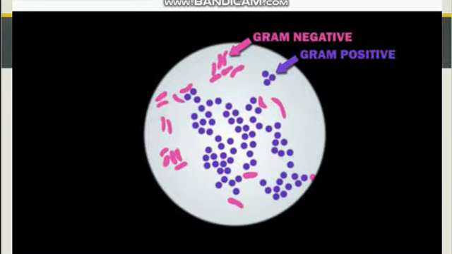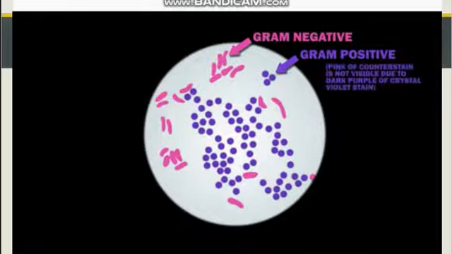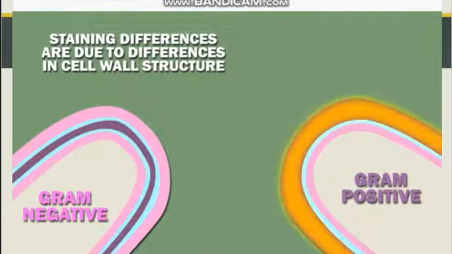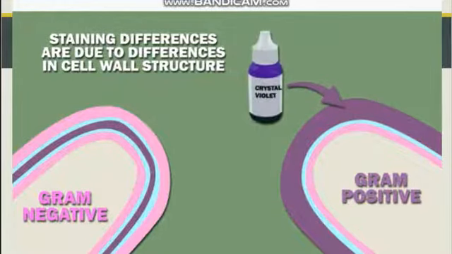Note that gram-positive bacteria also pick up the pink color of the counterstain. However, this is not visible when they are dyed with the darker purple color of the crystal violet stain. The reason for these staining differences is due to differences in cell wall structure, which is the chief difference between gram-positive and gram-negative bacteria. The gram stain detects peptidoglycan, and since gram-positive bacteria have a thick, multi-layered peptidoglycan layer, they retain the crystal violet dye.